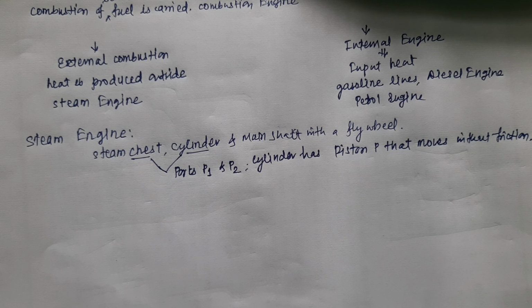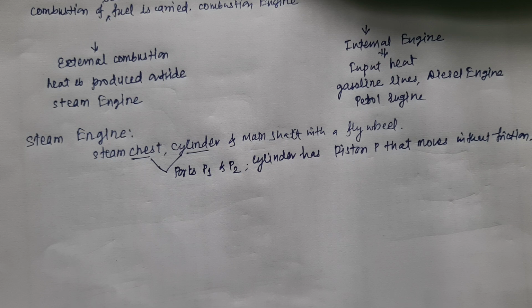And next is the internal combustion engine. Here the heat is generated inside the engine, and it is called the internal combustion engine. Which are the examples of this internal combustion engine? They are the gasoline engine, diesel engine and petrol engine. We will see the engines one by one.